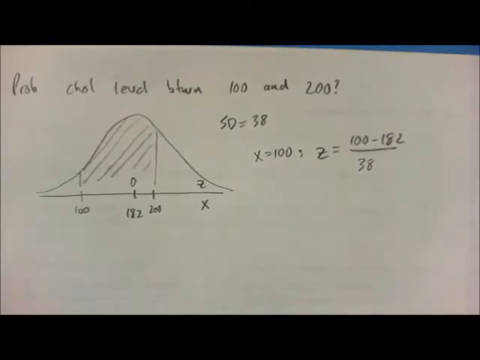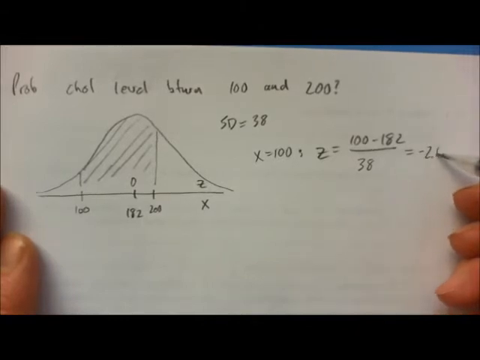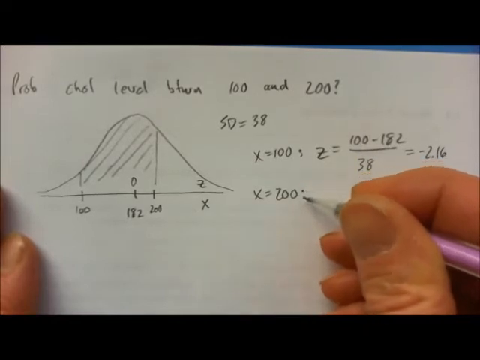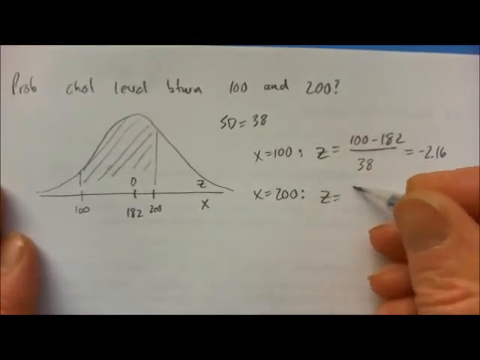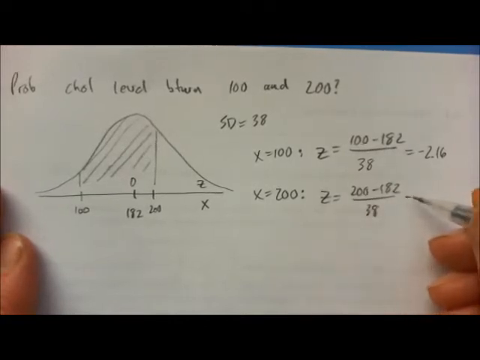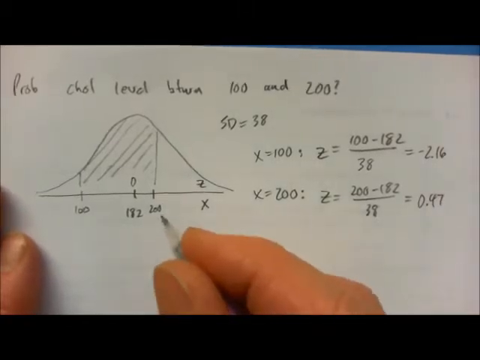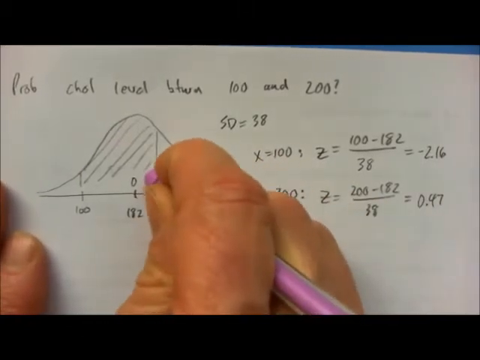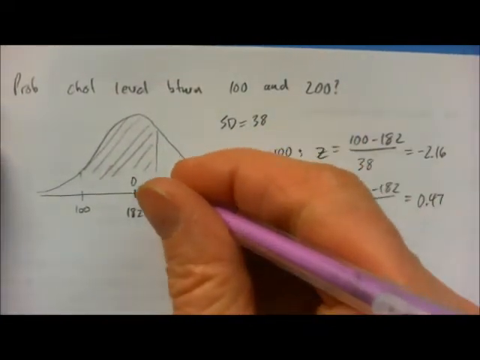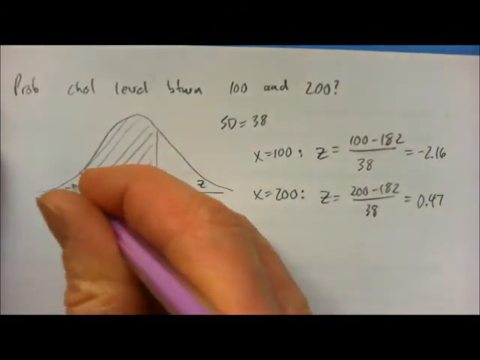And that gives us a z-score of -2.16. And for x equals 200, we get a z of 200 minus 182 over 38, which is 0.47. Okay, so those are our corresponding z's. I didn't leave myself a lot of room to write those in, but let's erase and make a little room. So we have 0.47 here and -2.16 here.